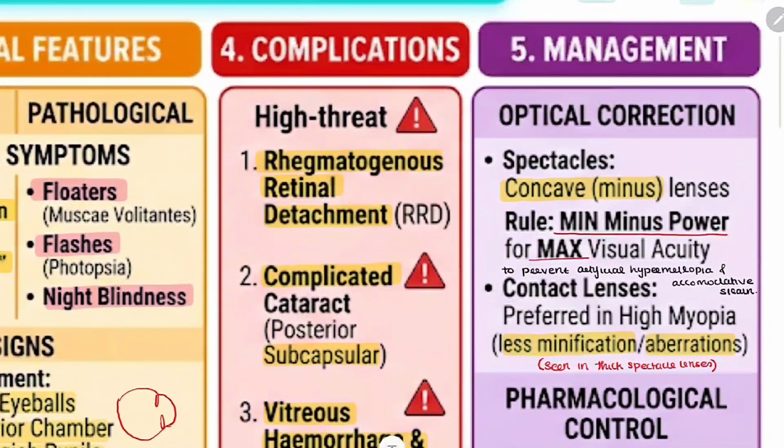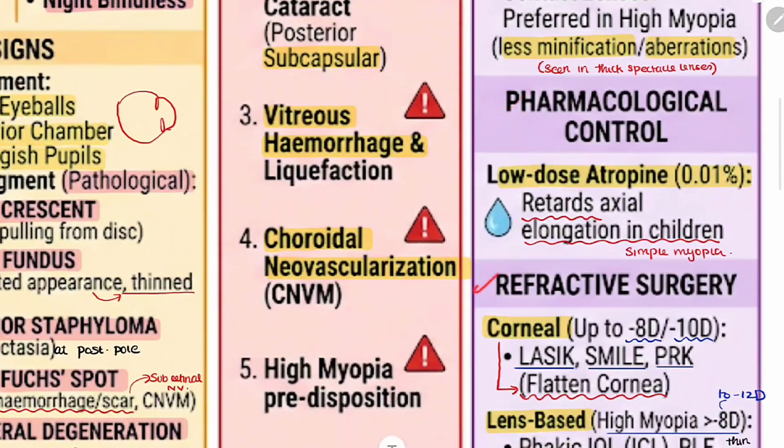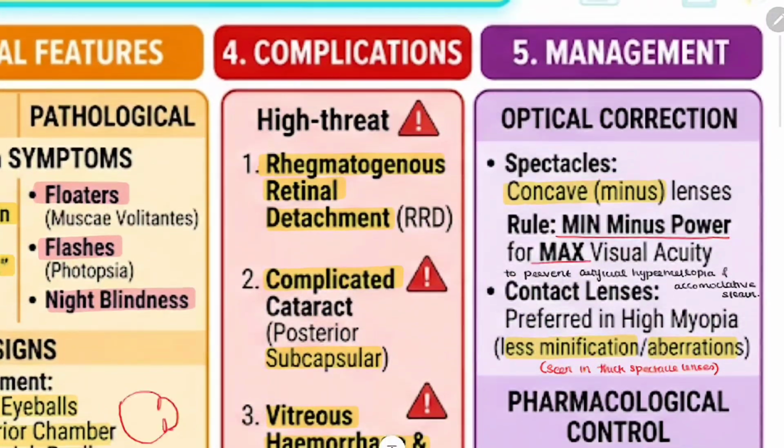Now coming to the management. So we can do optical correction, pharmacological control, and refractive surgery. Optical correction means we will give spectacles or contact lens, and with spectacles, concave or the minus lenses are given. We have to take care that we give minimum minus power for maximum visual acuity. Okay, minimum minus power for maximal visual acuity.